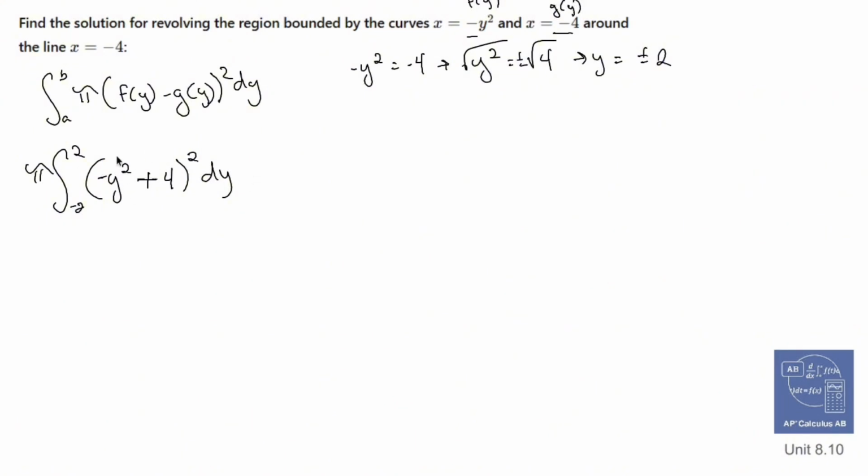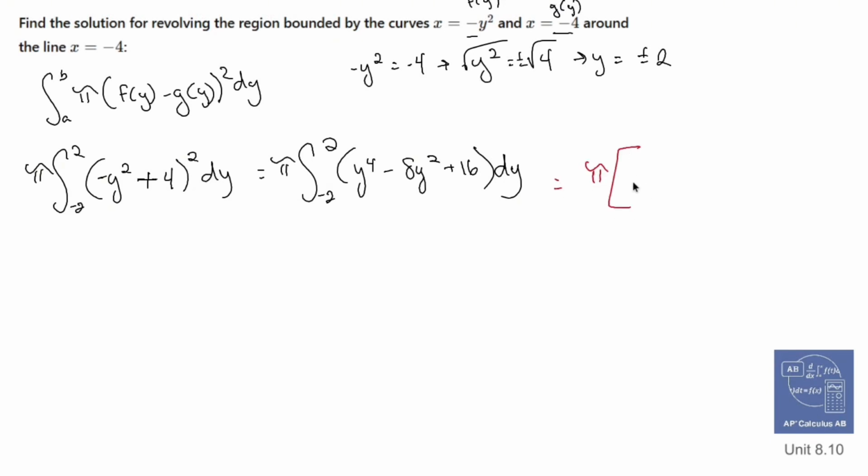When you do the perfect square trinomial, you'll get pi times the integral from negative 2 to 2 of y to the 4th minus 8y squared plus 16 dy. Now we can integrate. Pi times 1/5 y to the 5th, minus 8/3 y cubed, plus 16y. My limits are still negative 2 and 2.